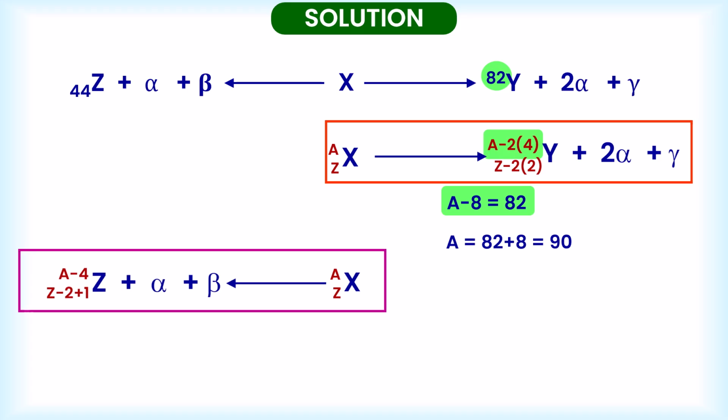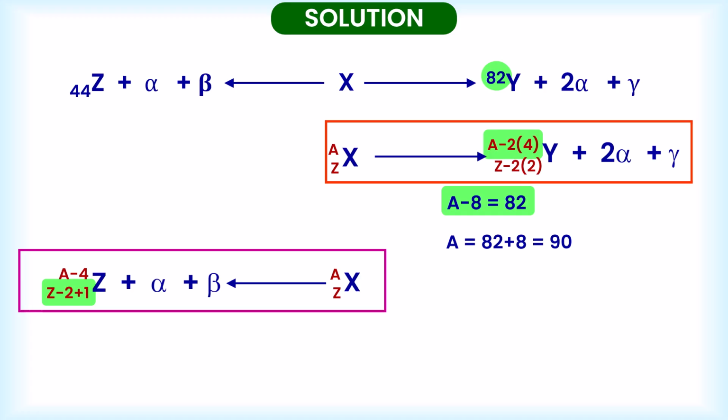Now let us move on to the second part, where X is converted into nuclide Z by emitting 1 alpha particle and 1 beta particle. Due to the emission of an alpha particle, the atomic number decreases by 2, and due to the emission of a beta particle, the atomic number increases by 1. So, the net change in atomic number is written as Z minus 2 plus 1. Don't be confused, here Z represents the atomic number of X.